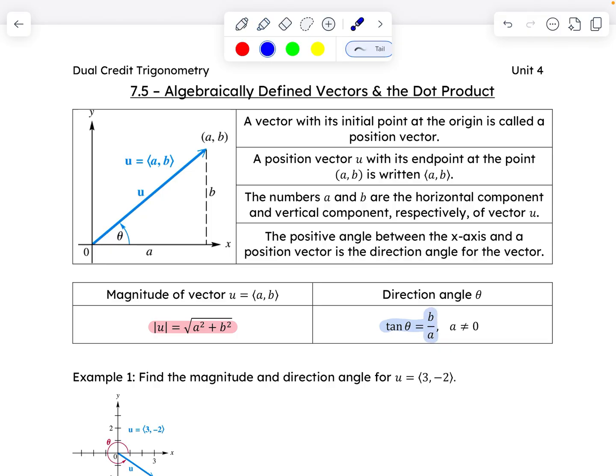That should also look pretty familiar because it goes with our SOHCAHTOA. If our theta is right here, this side over here would be the opposite side. This side would be our adjacent side. And so using our TOA from SOHCAHTOA, tangent is opposite over adjacent, so b over a. And then you just can't have a equal 0, because you can't have 0 in the bottom of your fraction.